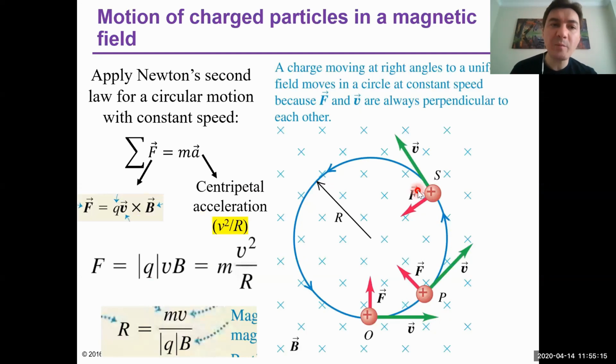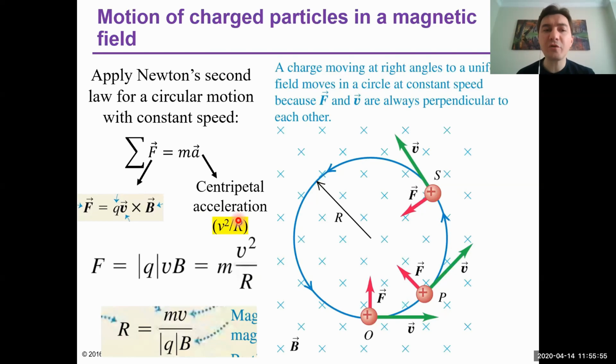So now let's apply Newton's second law for a circular motion with constant speed. Remember your information from Physics 1. So what was the second law? If the total force acting on a system is different from 0, it is given by mass times acceleration. So in circular motion, we have a centripetal acceleration, which is given by v squared over r, right? This is the radius of the circle. This is the velocity of the particle.